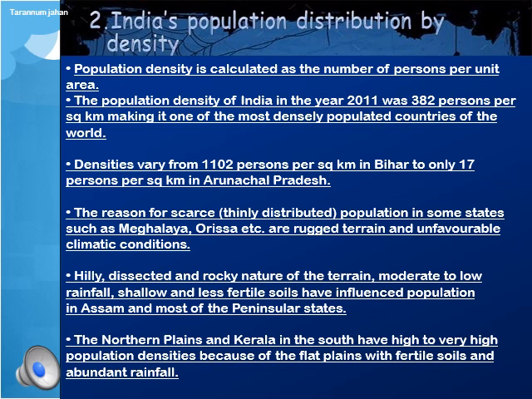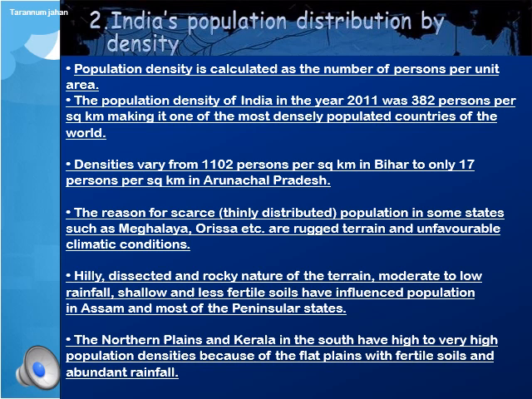Here we see that Bihar has more population compared to Arunachal Pradesh. In the same manner, in the northern plains and in Kerala in the south, there is a very high population and density because of the flat plains with fertile soil and abundant rainfall. Whereas if you go to the Himalayas, in the very cold regions, you will find very little population, because people don't like to reside there because of the climatic conditions, the soil fertility, even the lands.